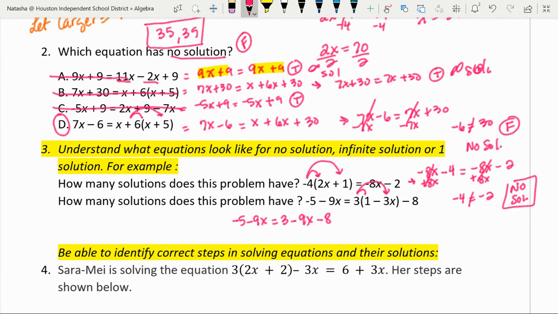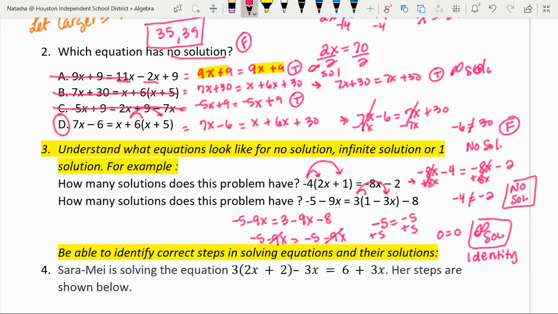Combine like terms. So this is going to become negative 5 minus 9x is equal to negative 8 plus 3. Negative 8 plus 3 is going to give me negative 5 minus 9x. Okay? Now, as you can see, they are equivalent equations. Let's look at this. If I add 9x to both sides, that's going to cancel. That's going to give me negative 5 is equal to negative 5. If I were to add 5 to both sides, that would give me 0 is equal to 0. This is true. So that means I have infinite solutions. This is also the same thing as saying an identity.